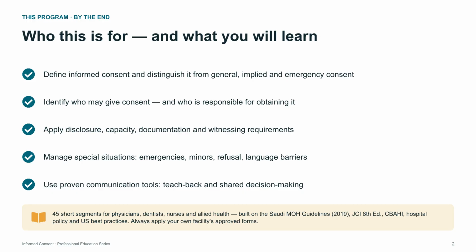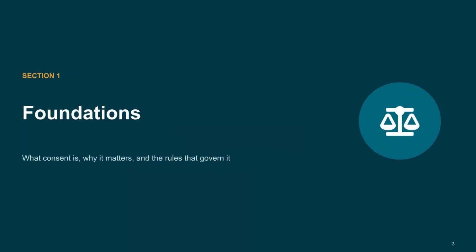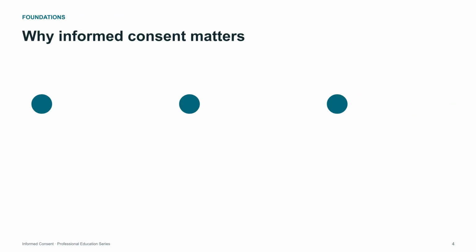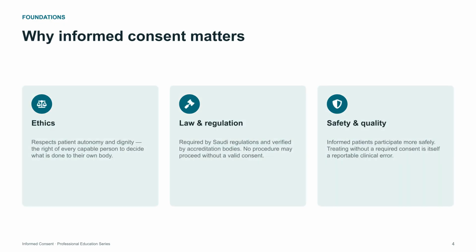Our objectives are to define consent, identify who obtains it, apply documentation rules, manage special situations, and use tools like TeachBack. Section 1 lays the foundations of informed consent, the ethics, the legal requirements, and the fundamental definitions that govern clinical practice. Informed consent is critical because it exists at the intersection of ethics, law, and patient safety. It protects patient autonomy, satisfies regulatory requirements, and promotes safer care. Treating a patient without required consent is classified as a clinical error.